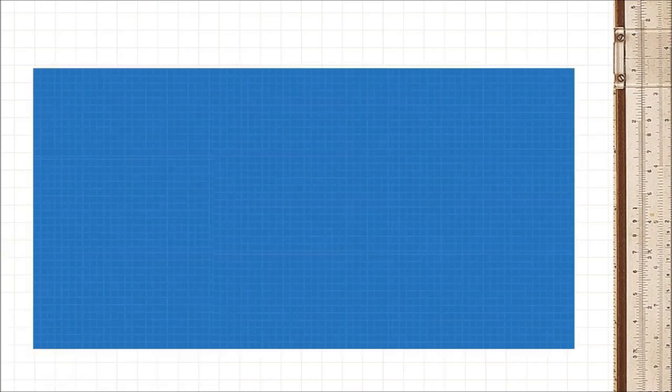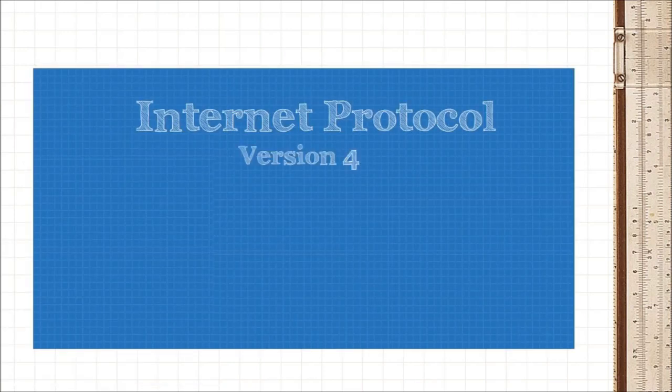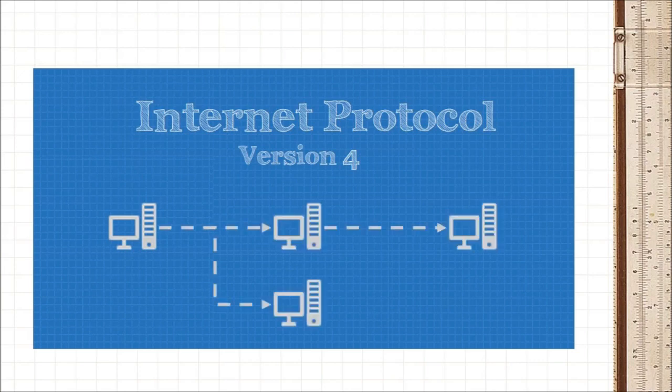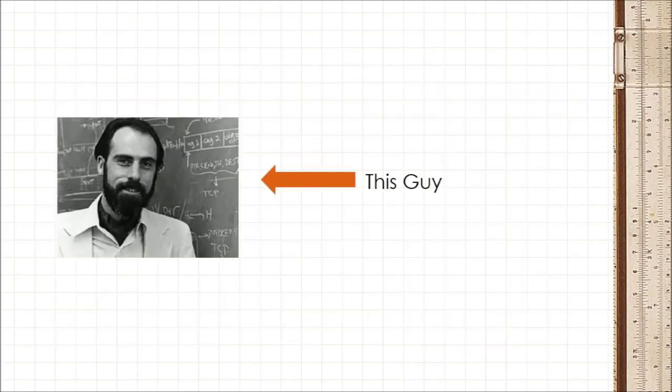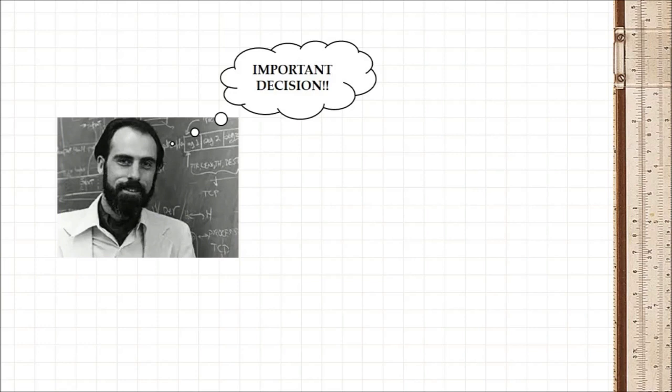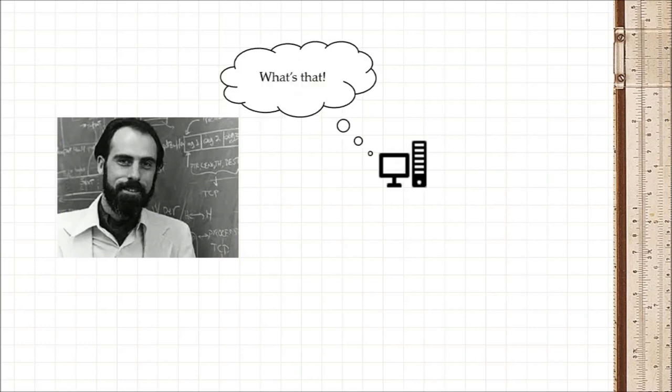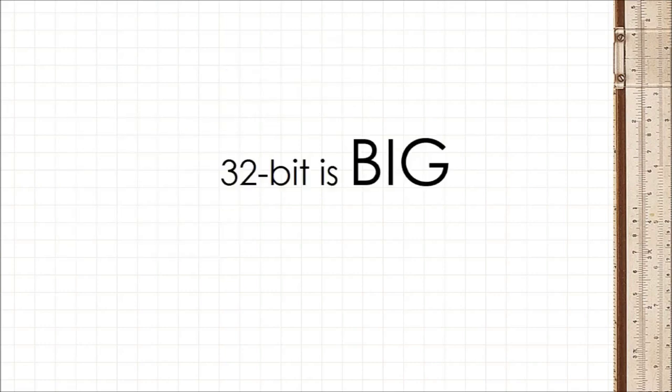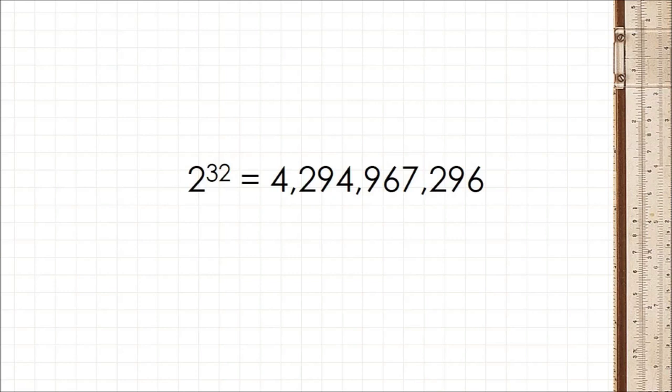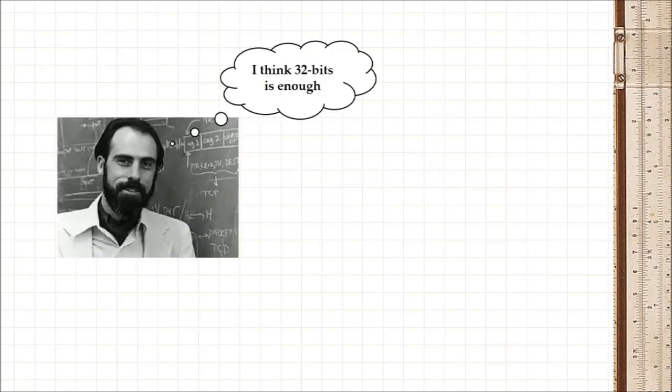In 1977, while the Internet Protocol as we know today was being designed and engineered, a man named Vincent Cerf made a very important decision. He decided that the addressing space of the Internet Protocol would be 32 bits long. Now a 32-bit number is pretty large. It can accommodate up to 4 billion individual computers on the network. And so he reasoned that it was enough.